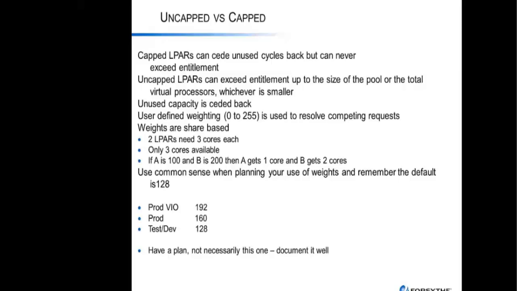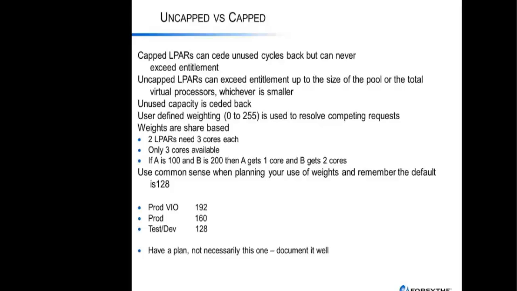Now, having said that, if I'm not using my entitlement, I can cede some of those back for other people to use. But it is something that you need to be aware of. And most people do understand capping, but there is some confusion about it. In the case of an uncapped LPAR, we can exceed our entitlement up to the size of the pool or the total VPs, whichever is smaller. So if you have 10 in the pool and you have 12 virtual processors, you're never going to be able to use more than 10. I would not recommend putting more VPs in than you have in the pool.